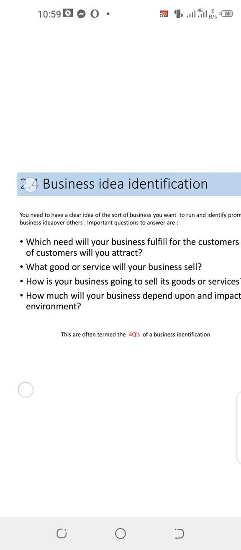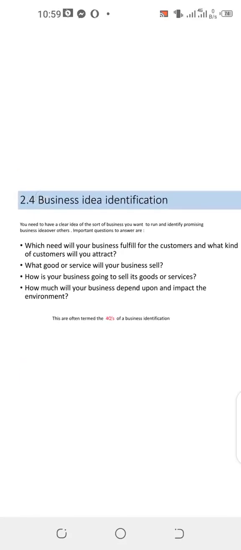Okay, and the third tier of business identification is, how is your business going to sell its goods or service? So I always tell people that to manufacture a good is not really the problem, but to sell it to the customer, that is the main question. So ask your question: what business strategy are you going to use to sell your good? What business strategy are you going to implement to sell your good to your client?